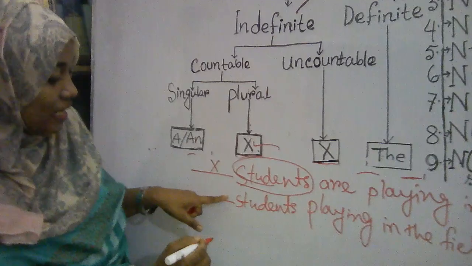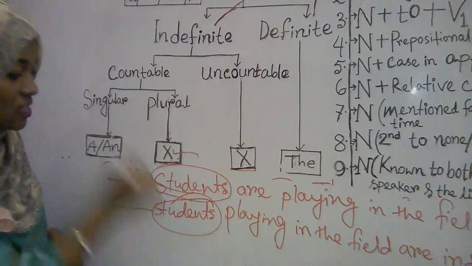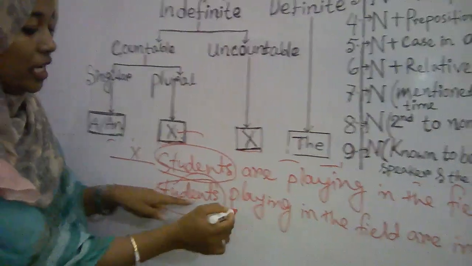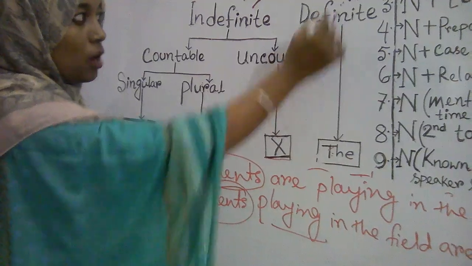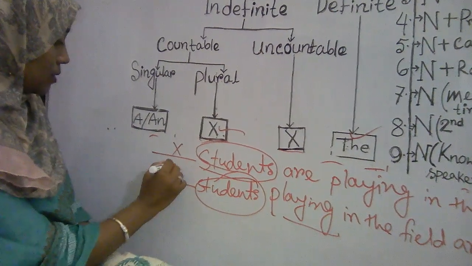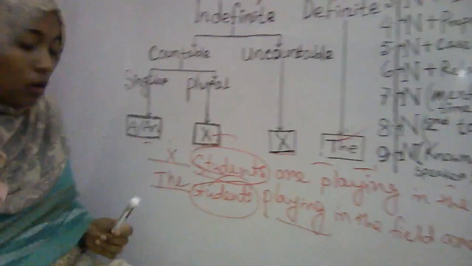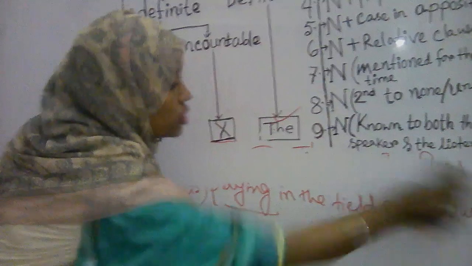But in this sentence, here the noun students is definite because after the very noun here is a present participle. That's why it becomes definite, and we know that a definite noun takes the. So the answer is the here. Let us see another example about this.